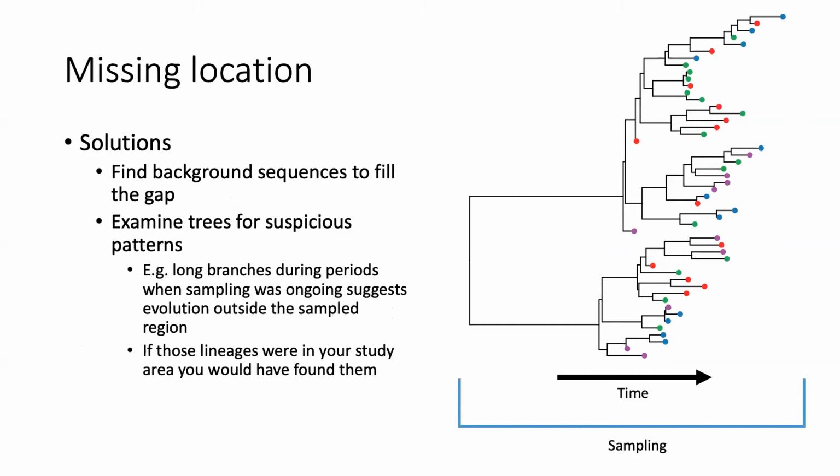So a couple of things to do if you're worried about this. Firstly, a good procedure generally is to try and find background sequences from publicly available databases, from GenBank, from Los Alamos, to try to fill the gaps.